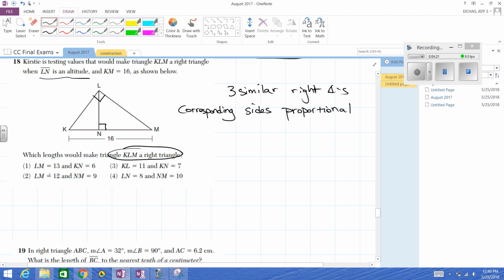Now, we got to look at what sides we're talking about here. Okay, they give us KM. So there's a couple ways we can work with this. We know there's these 2 sides, and this one, those are related. Or these 3 sides here, the 16, whatever's there, whatever's there. So we've got a couple of possibilities here. LM, if LM is 13 and KN is 6, that would make this 10.